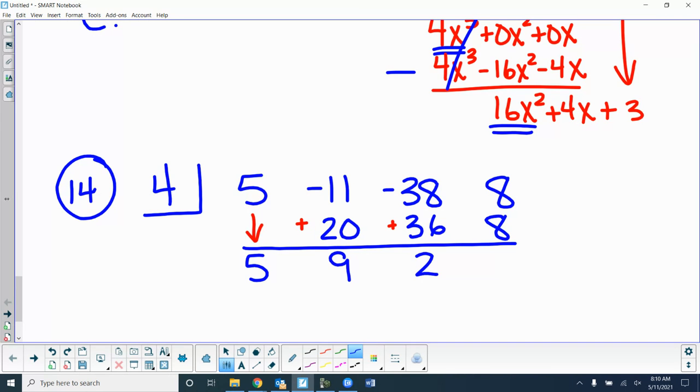Oh, I'm sorry, it was negative 2, you're right. Negative 38 plus 36 is negative 2. So 4 times negative 2 is negative 8. So when I add those, I get a remainder of 0.